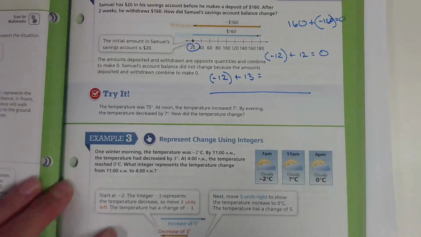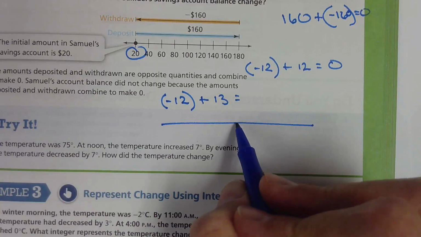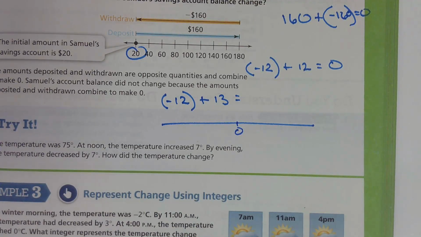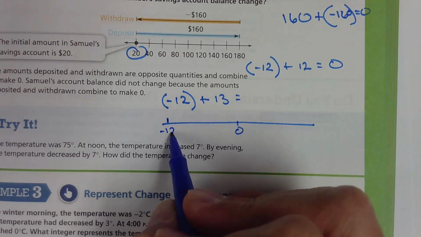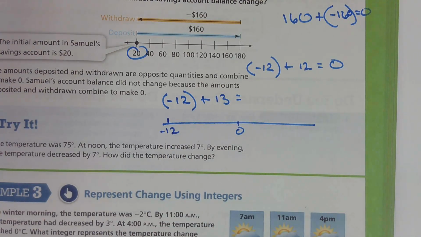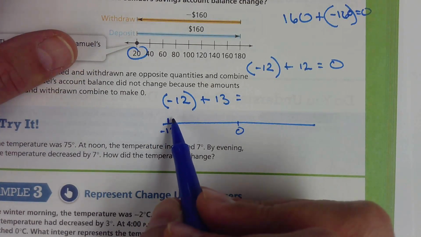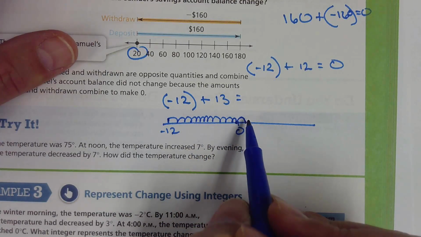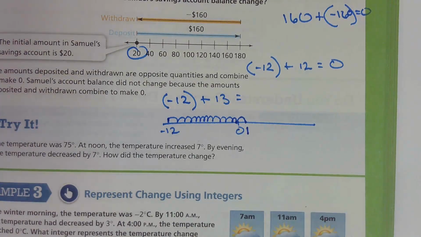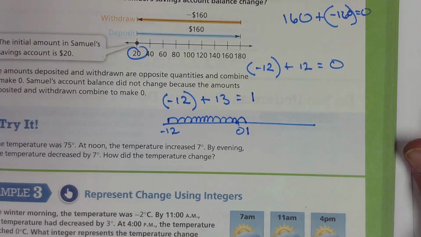Well, let's take a look at this. I'm going to draw a number line. Let me zoom in so you guys can see it a little bit better here. And I'm just going to put a 0 right there. So we're starting at -12, right? So I'm going to say this is -12. And then we're going to add 13 to that. So I'm going to go 1, 2, 3, 4, 5, 6, 7, 8, 9, 10, 11, 12, 13. It's going to be 1. So -12 plus 13 would be 1.